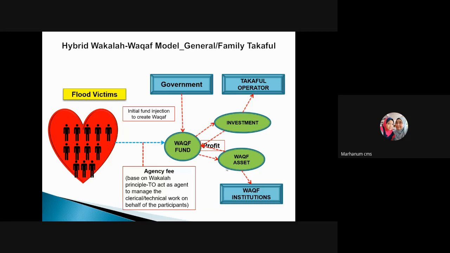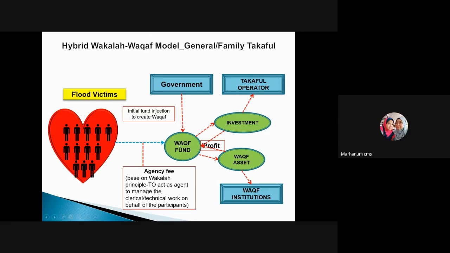Okay, what happened this one? Okay, this one is for another model. This one model, let's say the flood victims. I just give an example from my research basically. Okay, this one, the flood victims. This is a wakaf fund.